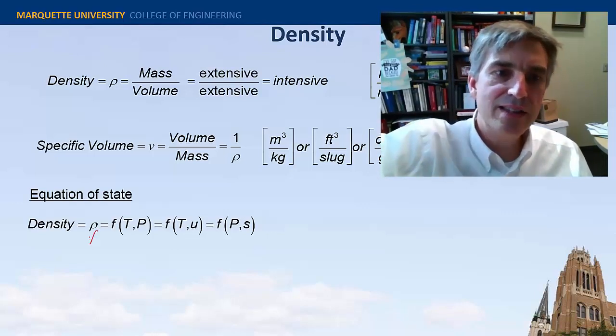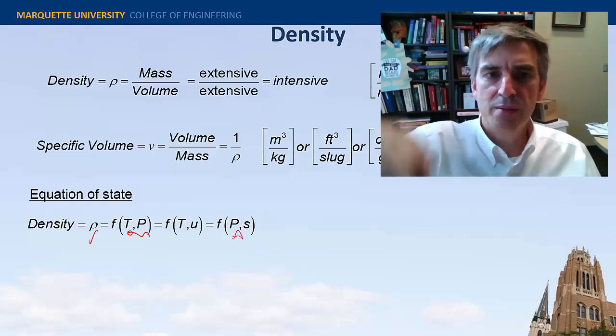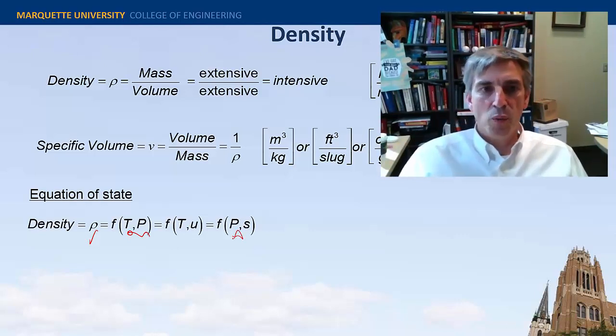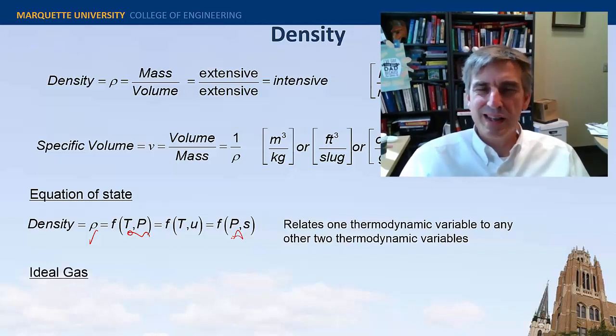Now density, like any thermodynamic property, can be related to 2 other thermodynamic properties. So here I'm showing density as a function of temperature and pressure, or temperature and internal energy, or pressure and entropy, or whatnot. So any 2 thermodynamic variables can be combined in some equation of state to derive a third thermodynamic variable.